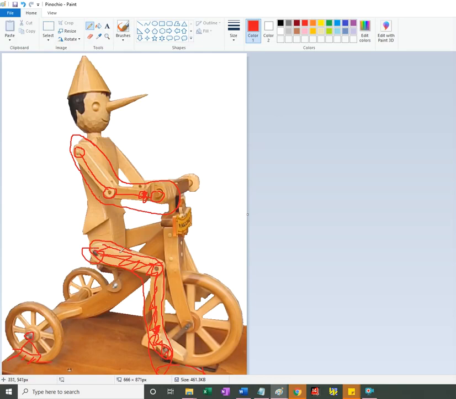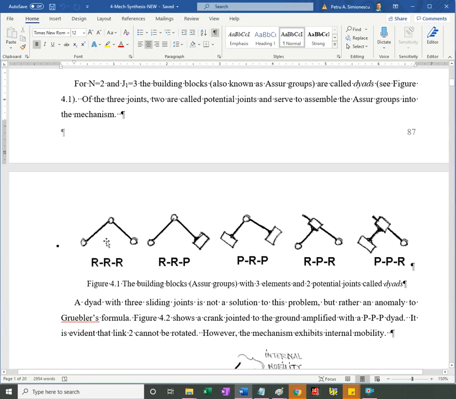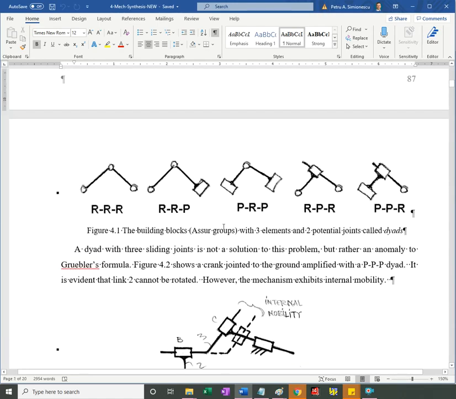So mobility doesn't change if I'm removing one leg, which consists again of 2 links and 3 joints, and this is a dyad. This dyad is RRR, and then we have RRP, rotation-rotation-prismatic, or RRT, translation. These are the possible dyads with 2 links and 3 joints here listed. Of course, in practice, you'd rather see the RRP dyad with the sliding block.